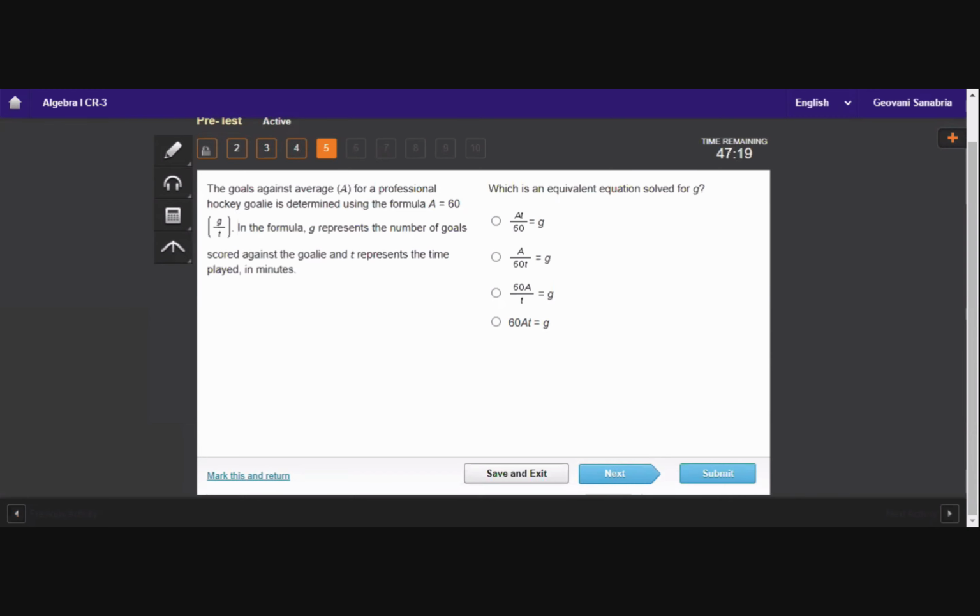So I think, I mean, it's written really poorly, but I think it means A equals 60 times the fraction G divided by T, maybe. But it's just written on 2 separate lines, so it's hard to tell.